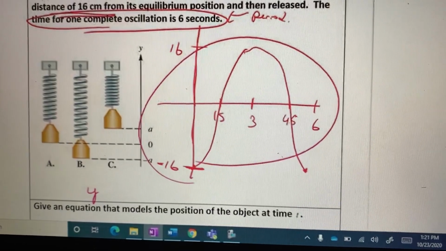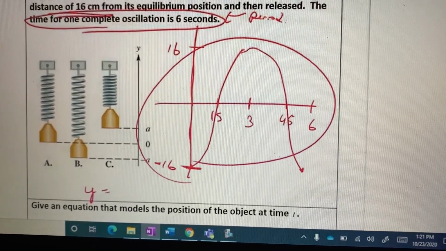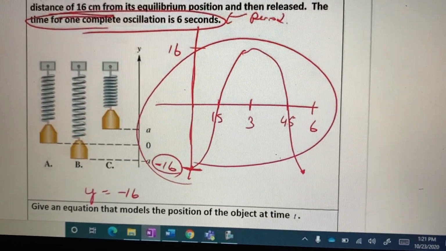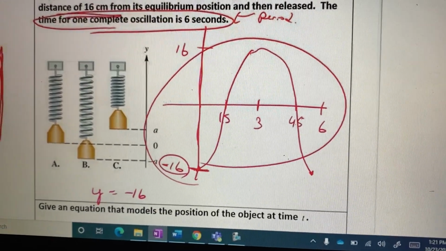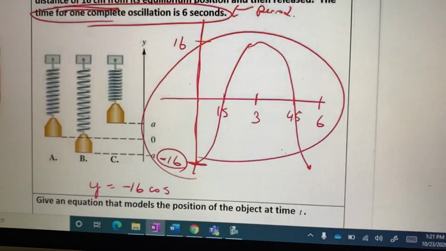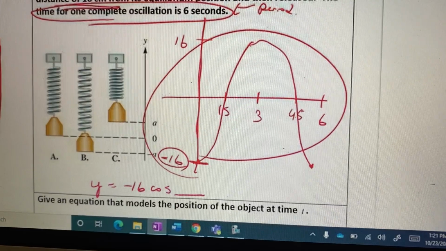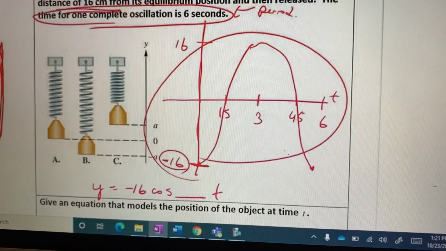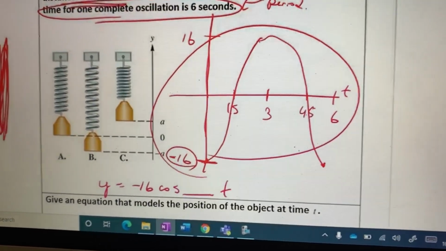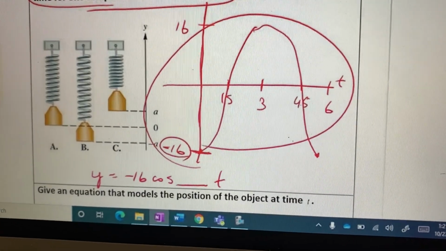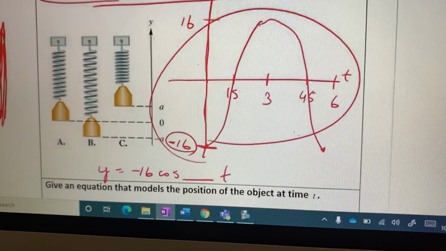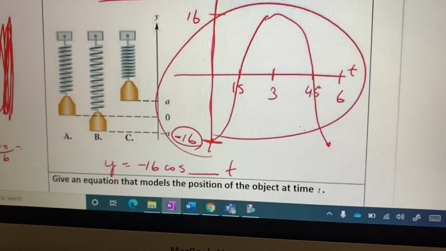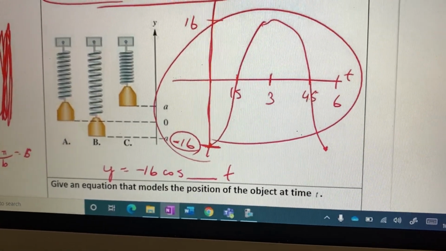So our equation is again going to be that negative 16, because that's our amplitude, cosine, and then our B, and we know our period, but we don't know what our B is. And so we're going to take 2 pi over 6. So that B is going to be pi over 3.